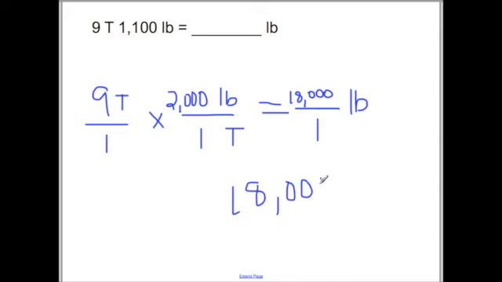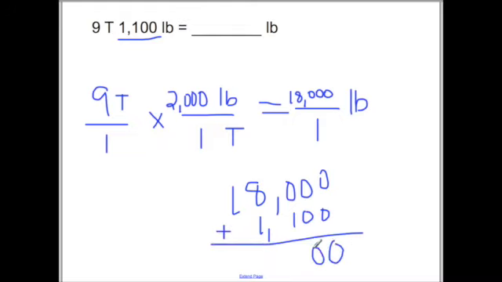Now I'm going to pay attention up to the top where it had that extra 1,100 pounds, because I'll need to add that into my final answer. So I'm just going to go ahead and add those right here. I've got 0, 0, 1, 9, 1. Alright, so my final answer will be 19,100.